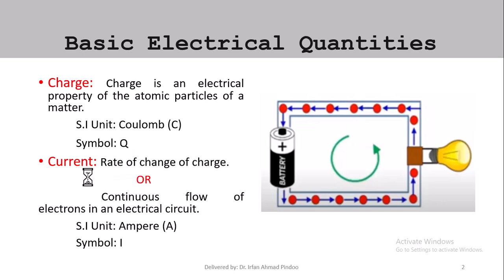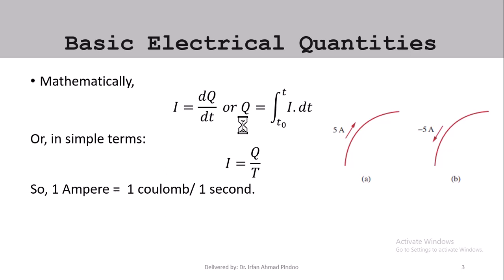Then we define current as the rate of change of charge, or it is also defined as the continuous flow of electrons in an electrical circuit. Its SI unit is ampere and the symbol is I. Now we have a relation that current is equal to dq upon dt. If we integrate, then we can also get the value of q as integral of I dt, with limits from t naught to t. Or in simple terms, if the value of current is to be calculated, we can also use the formula I is equal to q upon t.